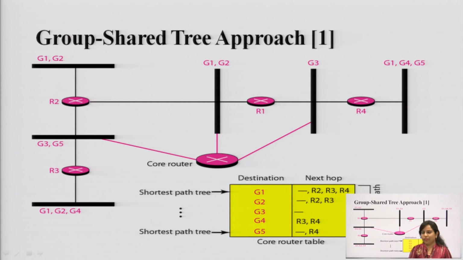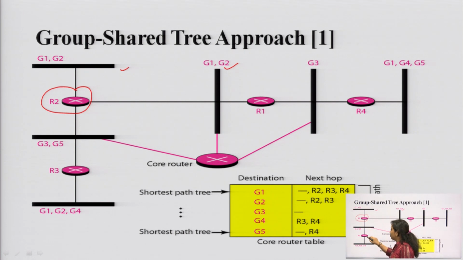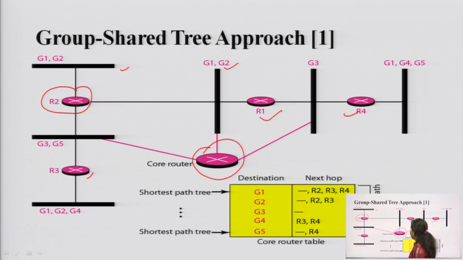Next one is group shared tree approach. In case of this group shared tree approach, there are different groups available, denoted by G1, G2, then again G1, G2. These are the different routers written over here, denoted by R2, R3, R1, R4, and this is the core router presented over here, and the routing table which is maintained at this core router will be denoted here.